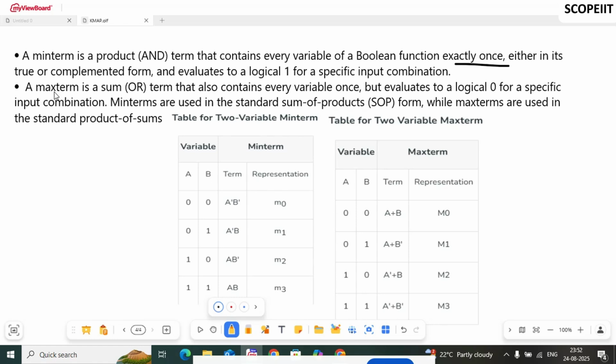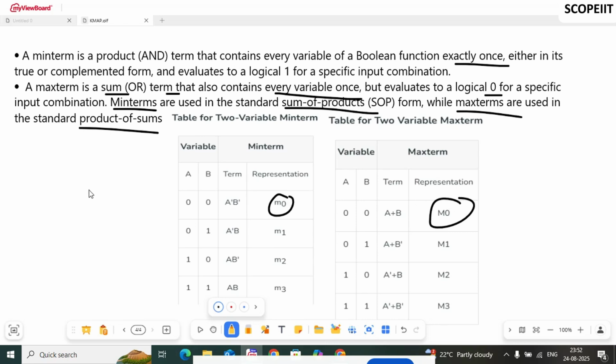Then what is max term? Max term is basically the sum term, that means you can say OR term, that also contains every variable once, but it evaluates to logic 0 for a specific input combination. Remember, min term is basically used in the form of SOP, and max terms are basically used in the form of POS. That I already said when I was explaining the difference between SOP and POS. Min term we represent as small m, and max term we represent as capital M. If you see, you'll understand.